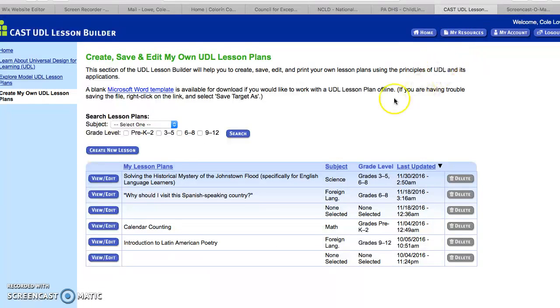And lastly, a very interesting site is the CAST UDL Lesson Builder, which is important to keep in our pockets for creating our very specific UDL lesson plans. And this ensures that our students are getting evidence-based practices in the classroom, and that all learning styles and learning capabilities and inclusion of disabilities is present in the lesson.